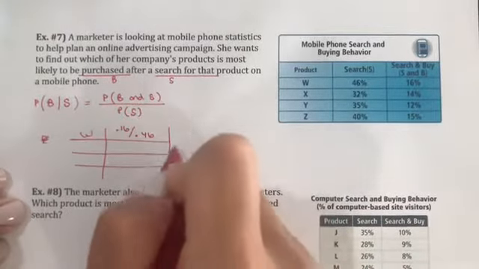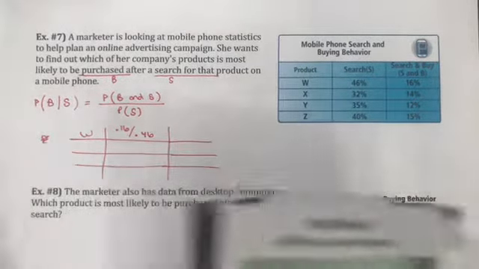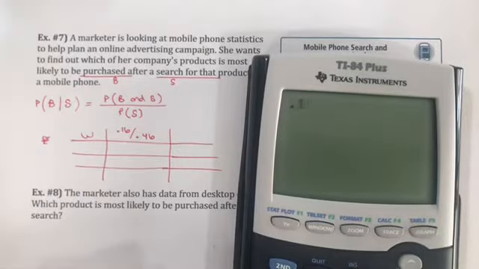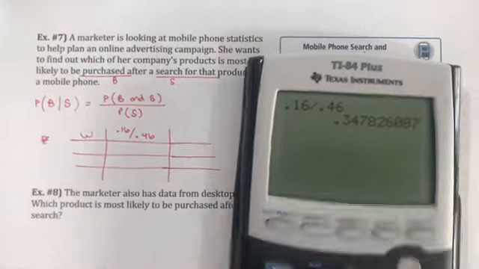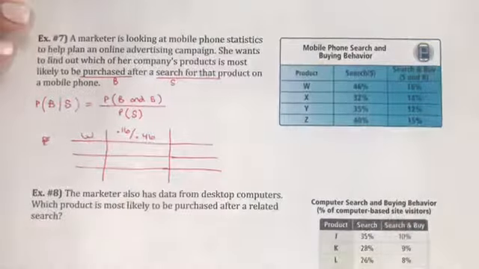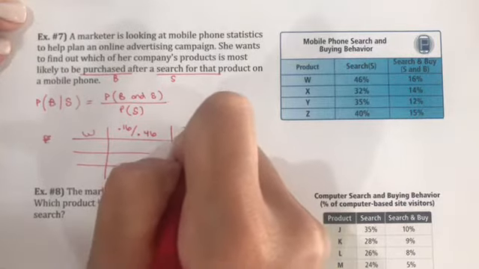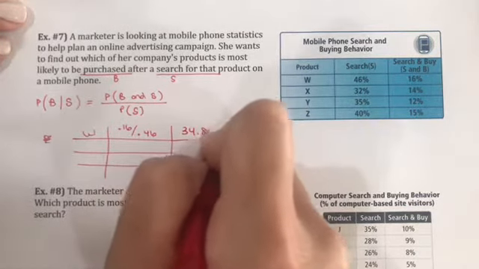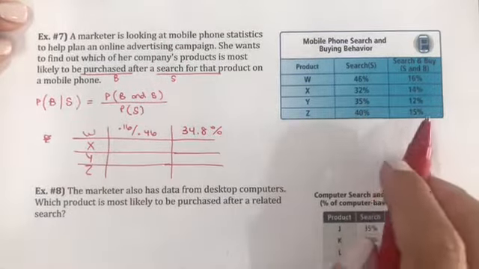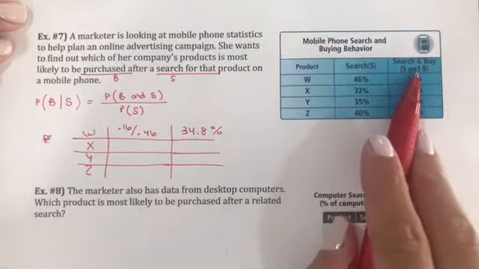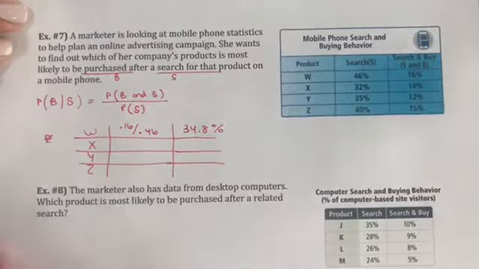Let's extend that out a little. Putting this into my calculator, I get 0.347. Actually, let's round it to 34.8%. For all these, we're just going to divide, because I have the probability for the numerator and I have the probability for the denominator.